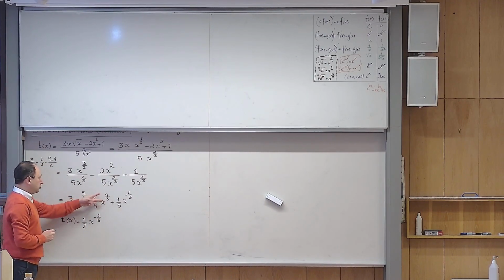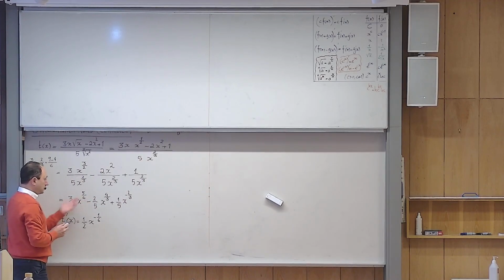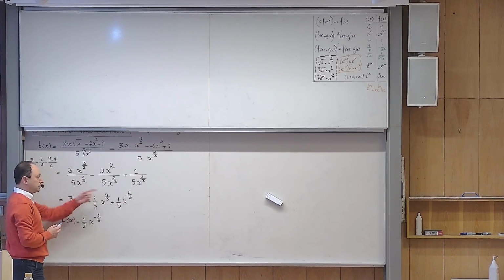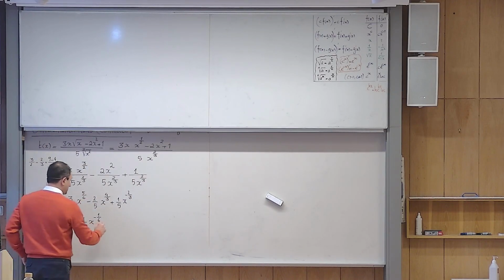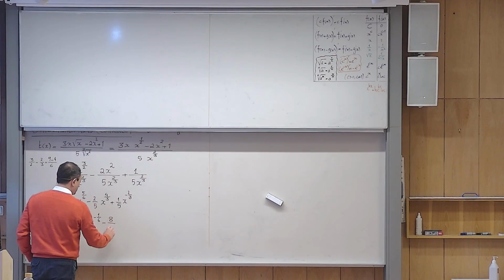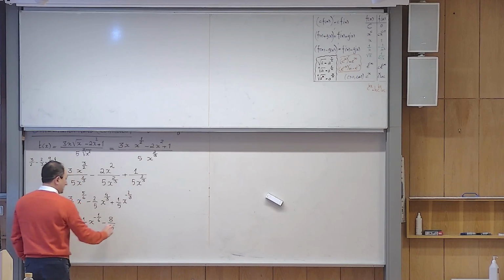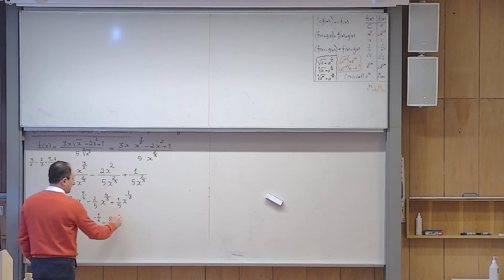Again, this 4/3 goes down. Nothing can be simplified, so 2 will be multiplied by 4, and 5 will be multiplied by 3. So this becomes minus 8/15. X to the power of 1 unit less, which is 1/3, yes?